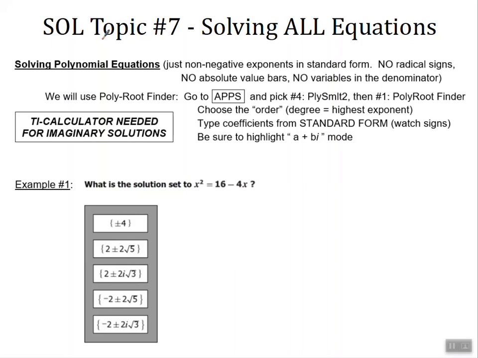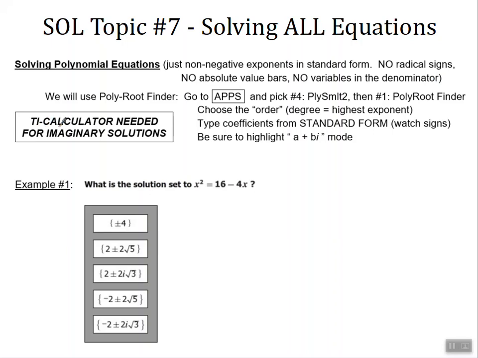And here is SOL topic number 7, solving all equations. The first types of equations we're going to look at are polynomial equations. Polynomial equations have non-negative exponents, and we want to write them in standard form. There are no radical signs, there are no absolute value bars, there are no variables in the denominator.